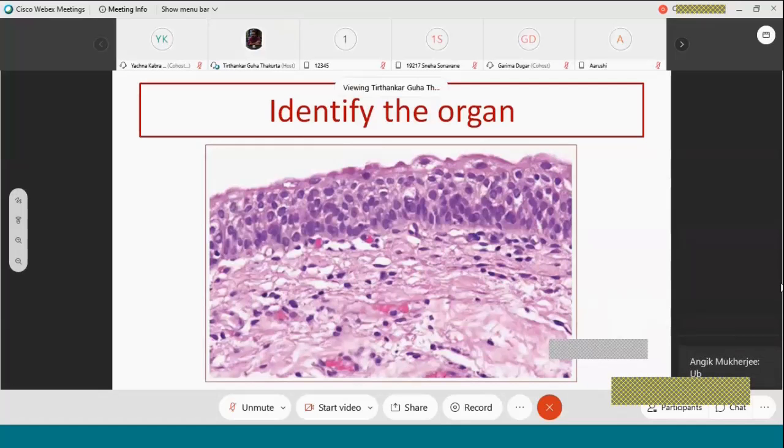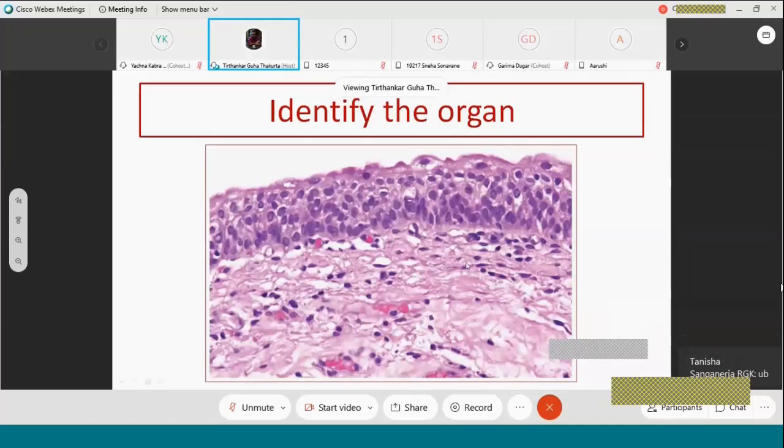So let us see the components. You can see above there is transitional epithelium. Below there is loose tissue followed by smooth muscle. And one interesting part is that above there are some epithelial cells that are bigger, often called the umbrella cells, that help in the stretchability of the organ.